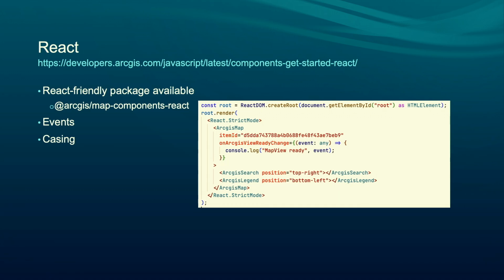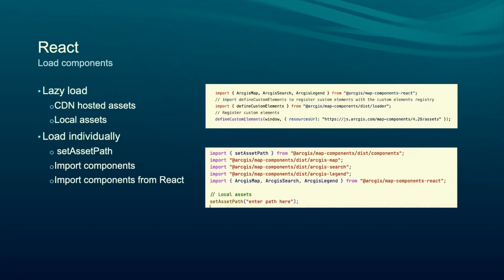So if you look at the element on the screen, you can see that it's capital A, ArcGIS, uppercase M, Map, all one word with no hyphen in between, where the components, if we looked at the Vite sample, were arcgis-map. So with React, you can load the components, either lazy load them or local assets. That's the stuff we talked about on the earlier asset slide. You can do either one. Or you can load them individually.